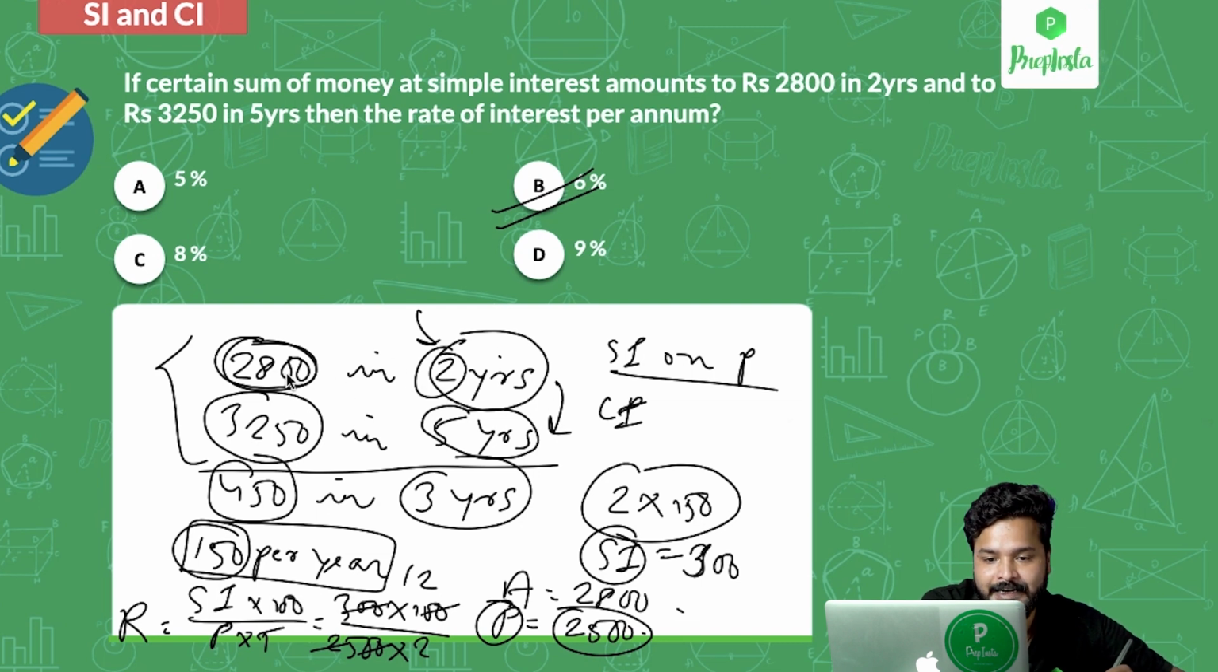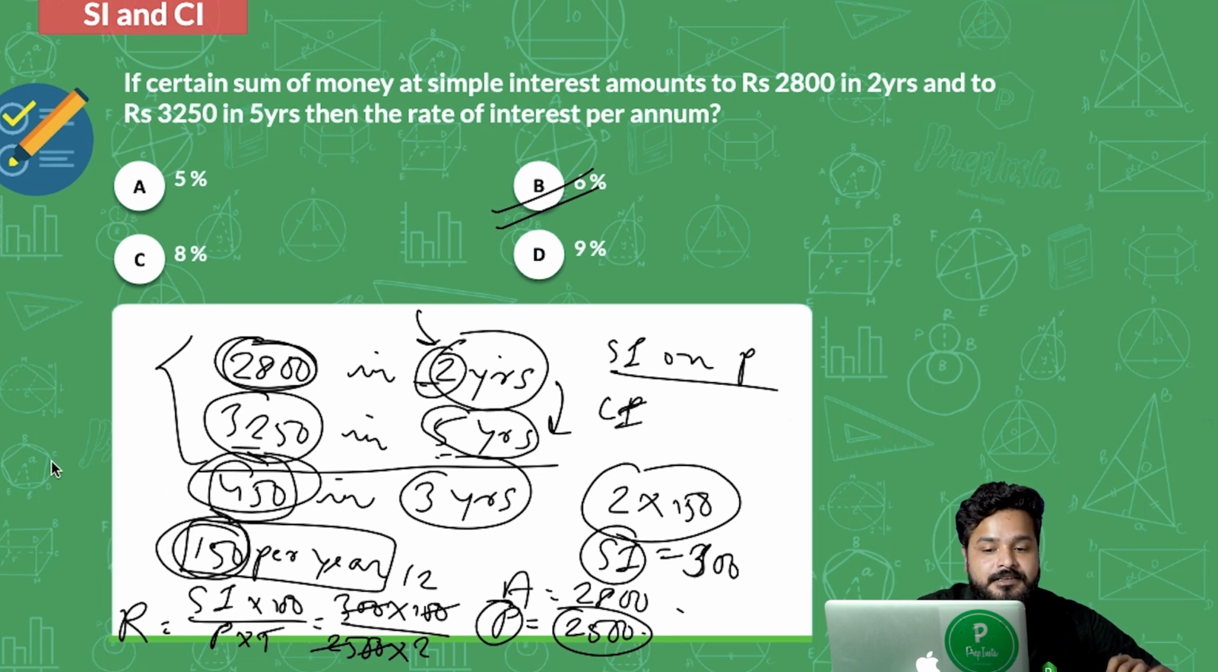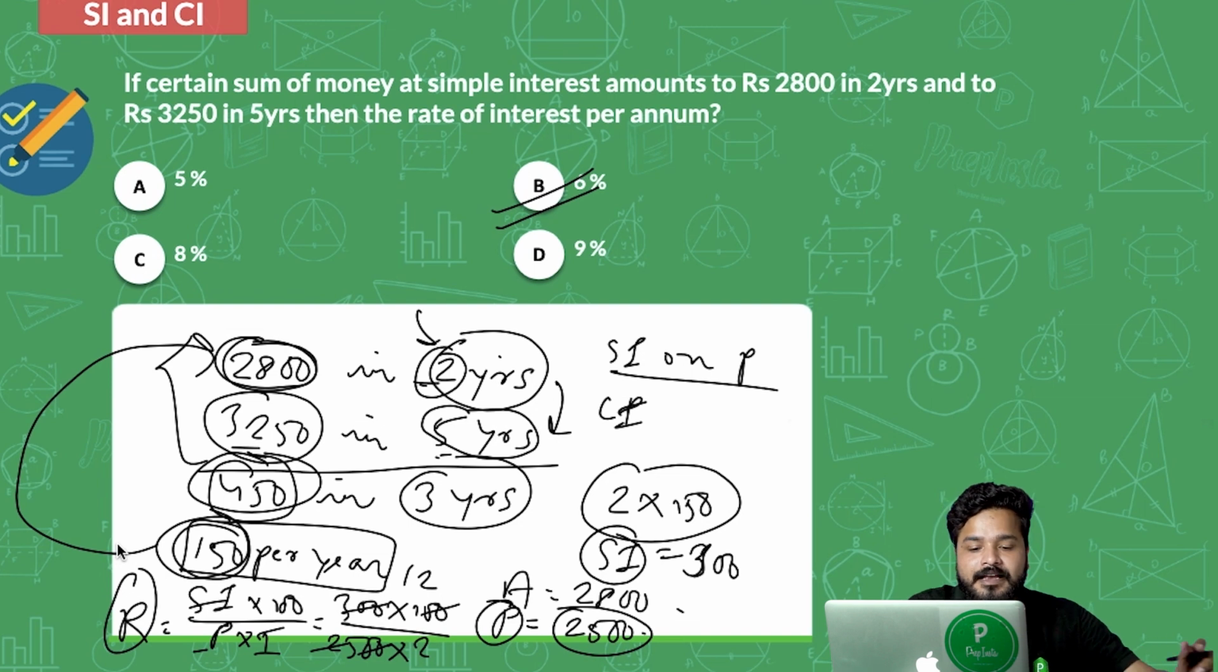If the amount is 2800 in 2 years and 3250 in 5 years, that means in these 3 years, the simple interest was 450 rupees. So this means the simple interest is 150 rupees per year, right? So if it is 150 rupees per year, then we can calculate the principal amount, which we calculated to be 2500. Now you have the simple interest, you have the principal amount, you have the time. So out of the four variables, you have three. So you found out the fourth one. As simple as that.